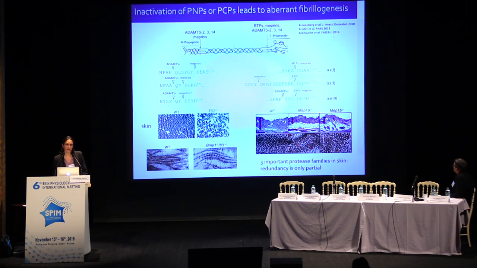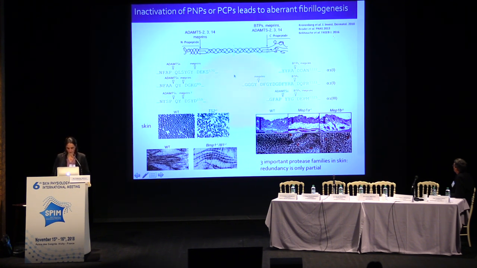So if we summarize the situation in skin, there are two potential types of PNPs, and three potential types of PCPs, which cleave procollagens at the same sites or at slightly different sites. So how these subtle changes in the cleavage sites can affect fibrillogenesis is not really known at the moment. But what is really clear is that the deficiency in only one of these enzymes is really deleterious for the collagen fibers which are formed.